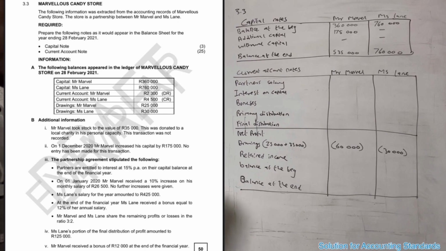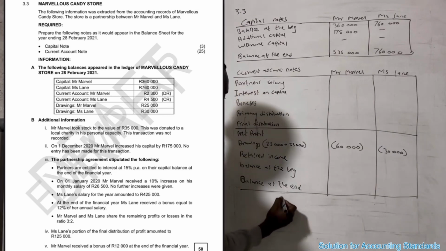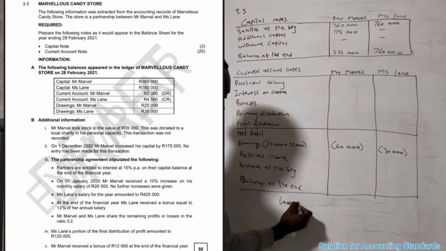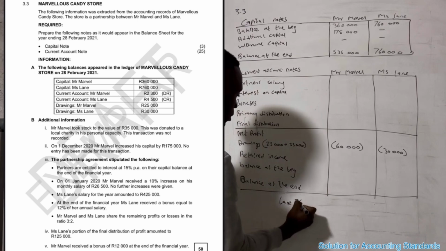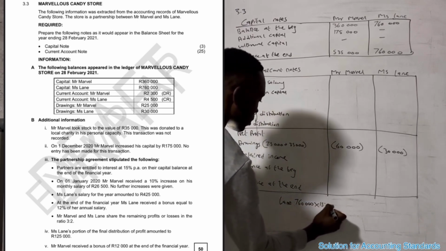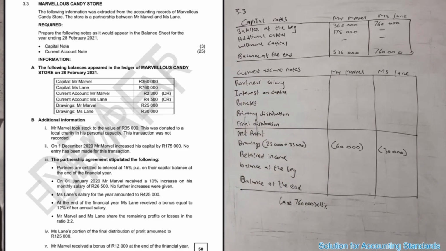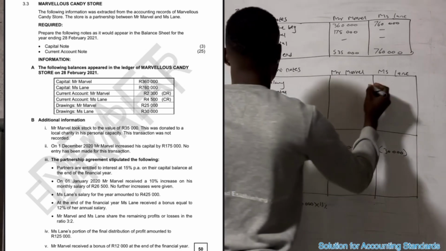The partners agreed to stipulate the following. Partners are entitled to interest of 15% per year. Let's calculate the interest. We can start with Mrs. Lane because Lane is cheap. It's simple. It's 760,000. No changes. Multiplied by 15%, it's going to give you the interest of 114,000.